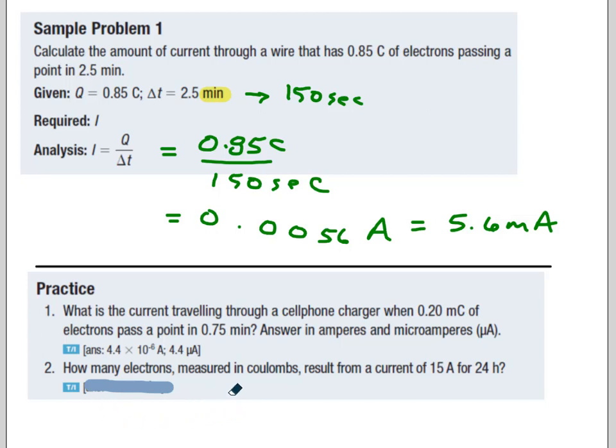Number 2, how many electrons measured in coulombs result from a current of 15 amps for 24 hours? Okay, so this is a different type of problem. The 24 is going in for time, but it's going to be changed into seconds. 15 is your I, and you're going to be finding Q in this one. And you should come up with 1.3 times 10 to the 6 coulombs.